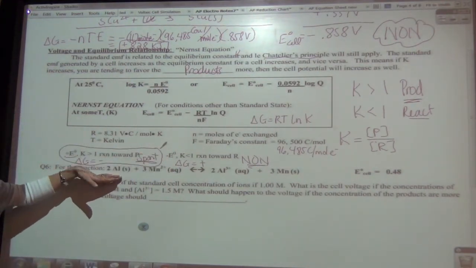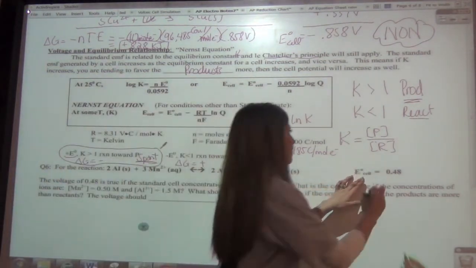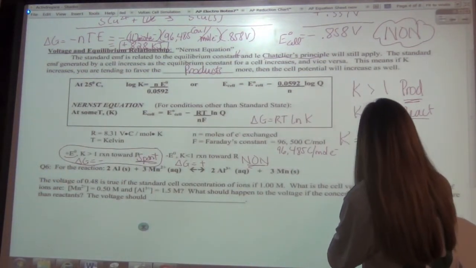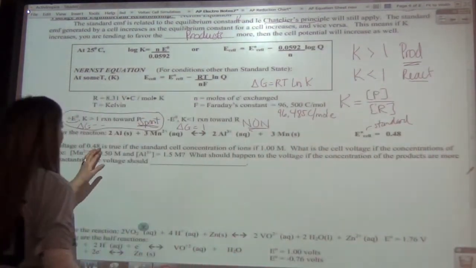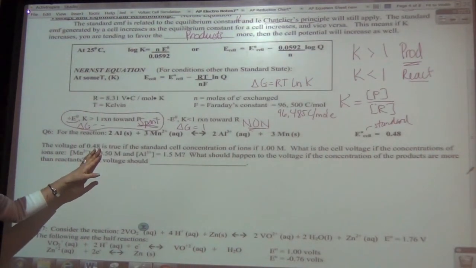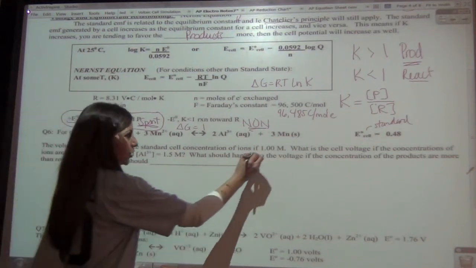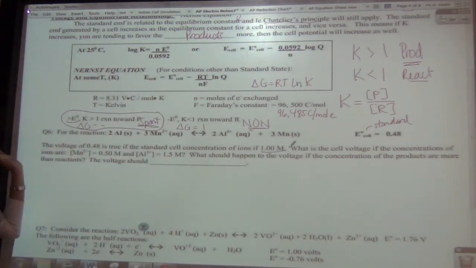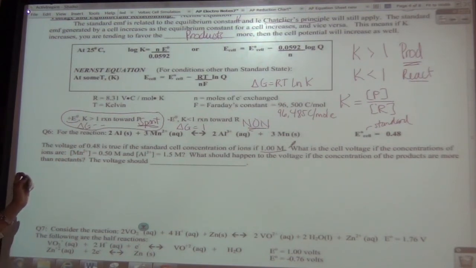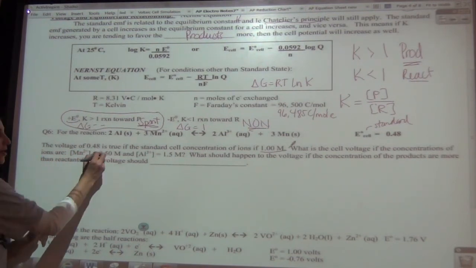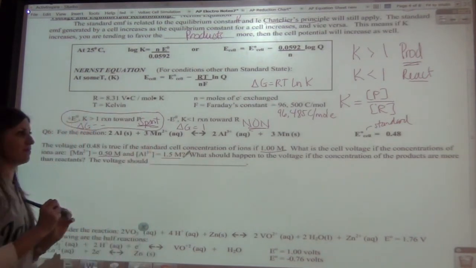They're giving us a reaction, and they're giving us the E cell value. This is the standard cell value. And the question says, the voltage of 0.48 is true if the standard cell concentration of ions is 1 molar. So as long as you have 1 molar concentrations, then 0.48 is what you get. What is the cell voltage if the concentrations instead are 0.5 and 1.5 molar?